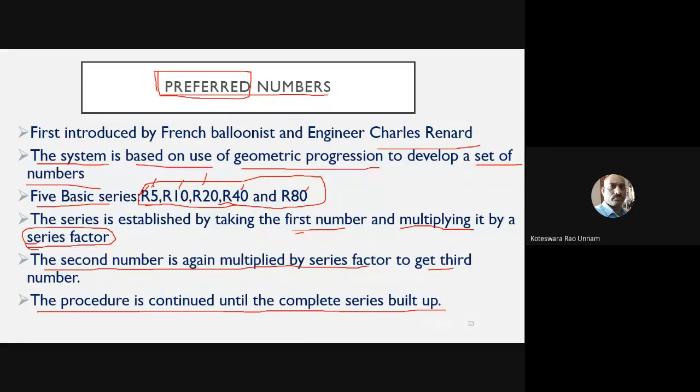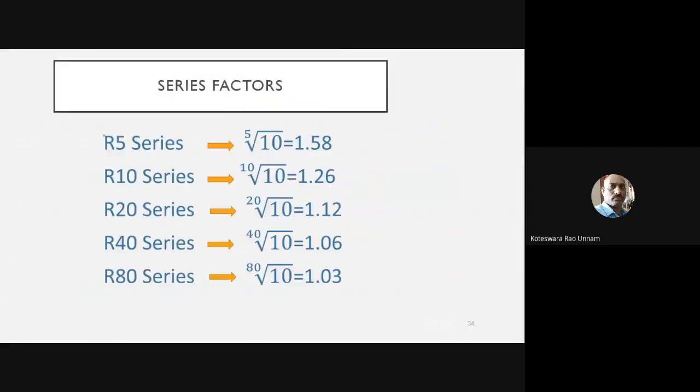For R5 and R10 it is easy. The series factor for each of these five basic series is defined, and they are given by these relations. The R5 series factor is nothing but the fifth root of 10, which is nothing but 1.58. So 1.58 is the series factor for the R5 series.